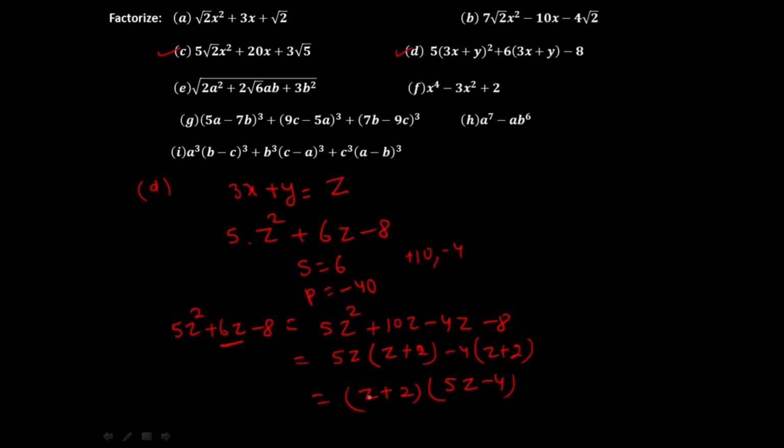Why? Because z was assumed something else. Now replace this value back in the answer. So what is z here? 3x plus y plus 2, the first factor, 5 times z. What is z? 3x plus y minus 4. So you can keep this part as it is, or you can take it inside. That's up to you. My answer: these two are the factors, first and second.